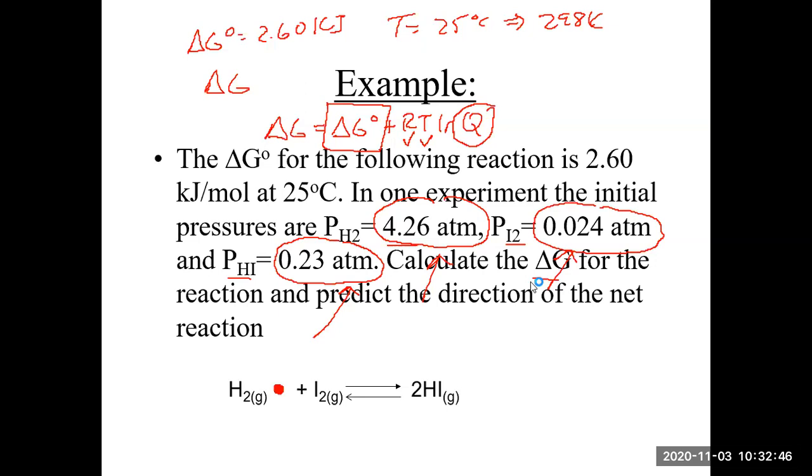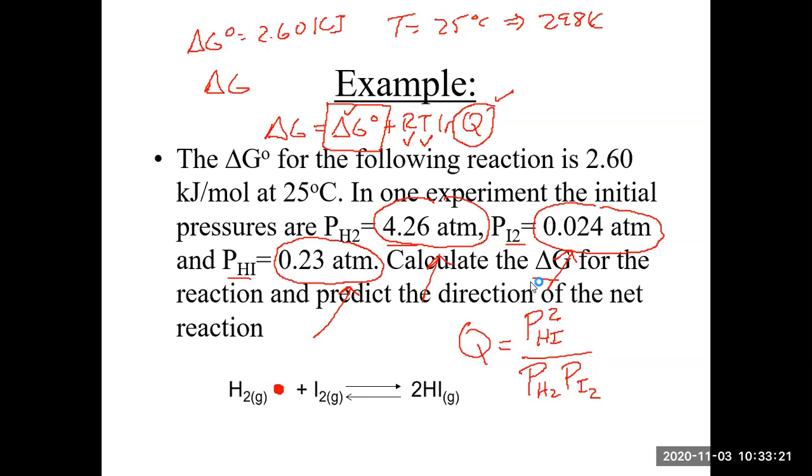So we do need to calculate Q, and a reminder that Q is done the exact same way that we calculate K. In this particular case, it would be the partial pressure squared of HI divided by the partial pressure of H2 times the partial pressure of I2. That is how we would calculate Q. We have all of those values given to us in the problem, so we can put them in there. Essentially we have pretty much everything on the right-hand side, so we just need to plug it in and get a number.